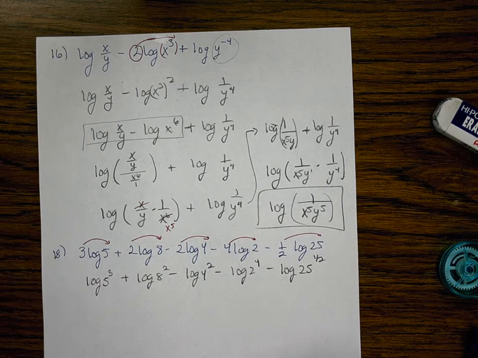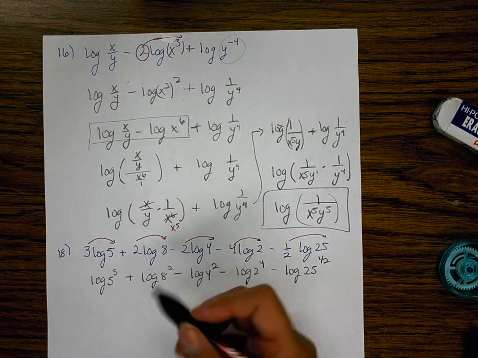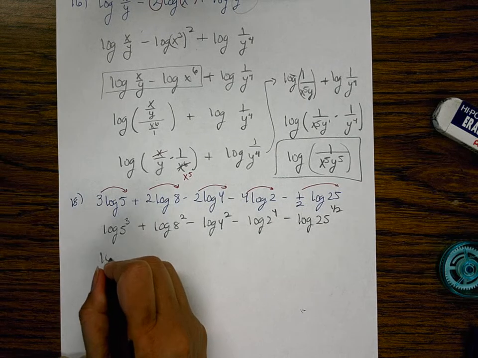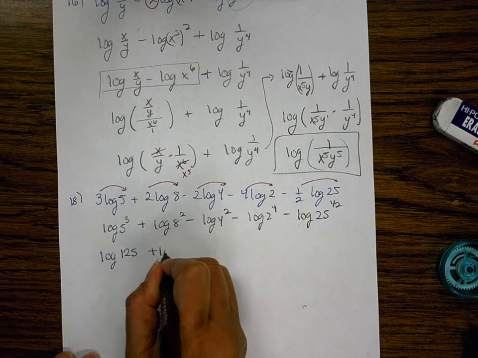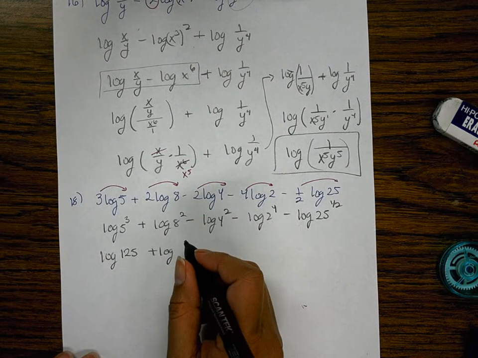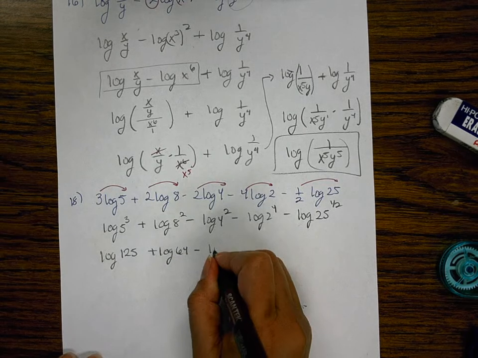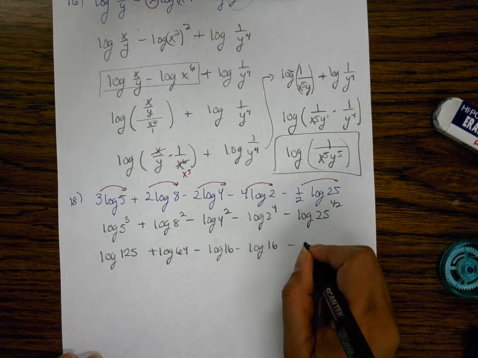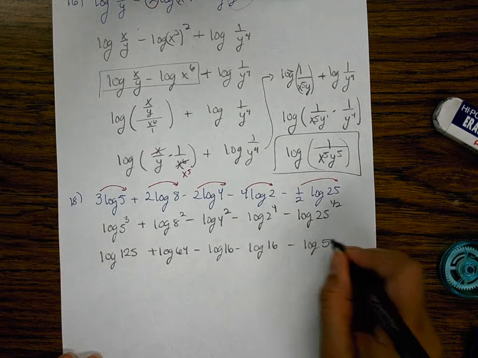Now, if you did want to move up a -2 instead of a +2, you could, then that minus would become a plus. You don't have to do it that way. Okay, so this is log of 125 plus log of 64 minus log of 16 minus log of 16 minus log of 25 to the 1/2 power, which is the square root of 25, which is 5.